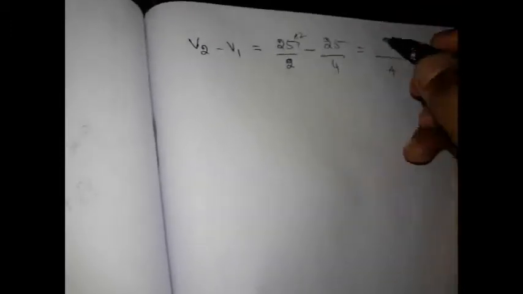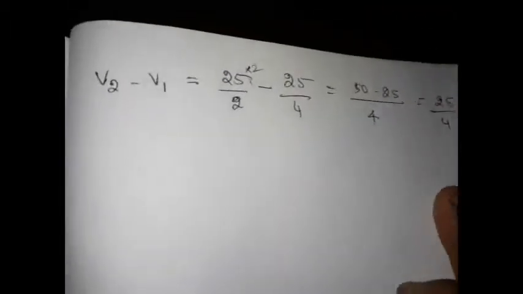Now let us find what is V2 minus V1. V2 minus V1 is 25 by 2 minus 25 by 4, where 4 is our LCM. So multiplied by 2, 50 minus 25, which is 25 by 4. Right? We got V2 minus V1 as 25 by 4.